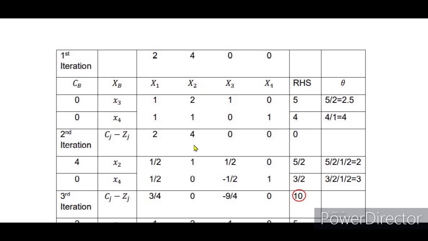Now we will compute for the theta. The values of RHS here: 5 divided by 2 is equal to 5 halves or 2.5. Next, 4 divided by 1 is equal to 4. So the lowest positive value in the theta is 2.5, which lies along the x sub 3 row. Thus, x sub 3 will be replaced by x sub 2.